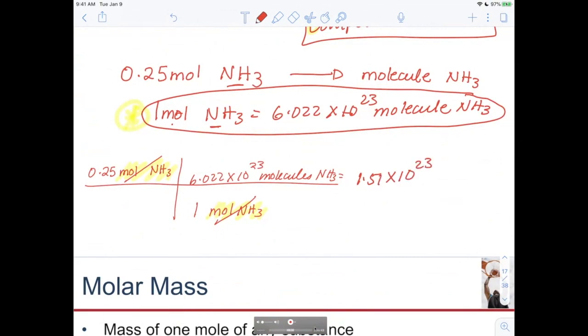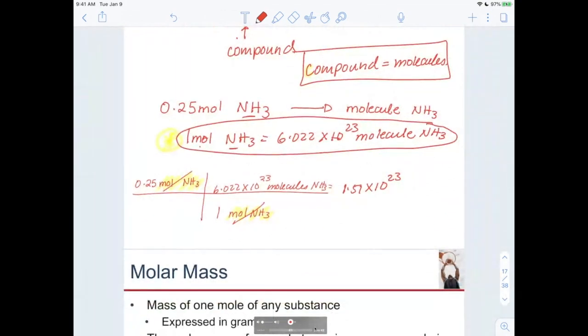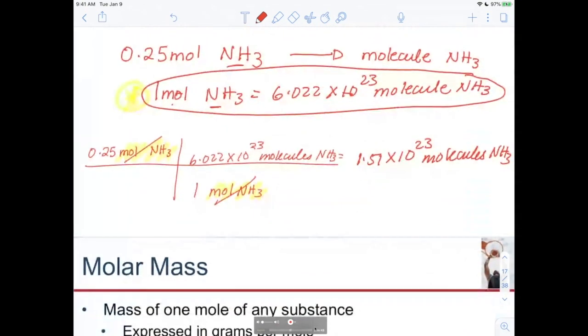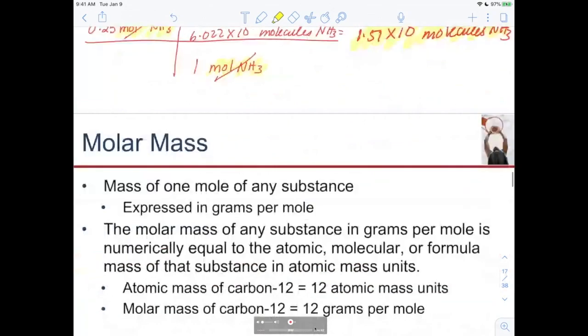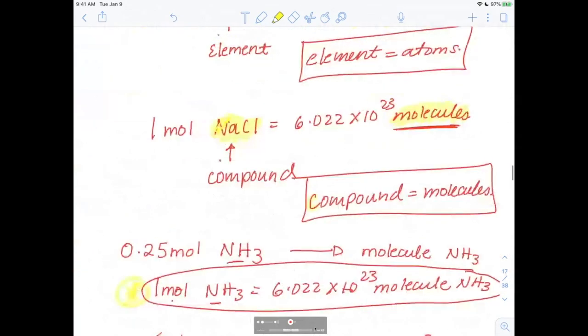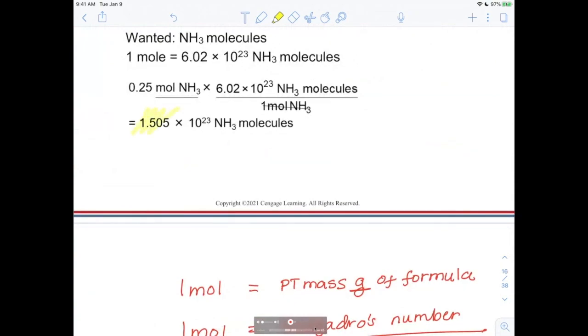1.51 times 10 to the power 23 molecules of NH3. Okay, so this is the answer I get. I think everything looks good. Let me check to make sure that's what they got. Did they even work this out? Oh yeah, this is what they got.